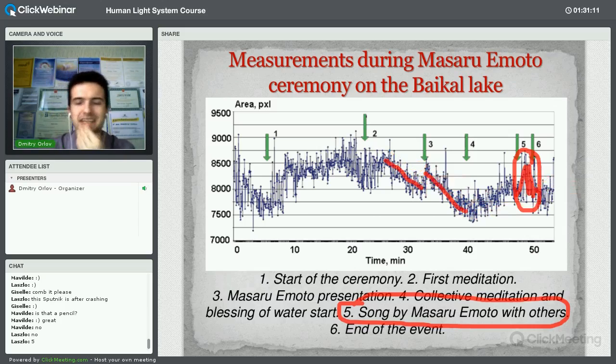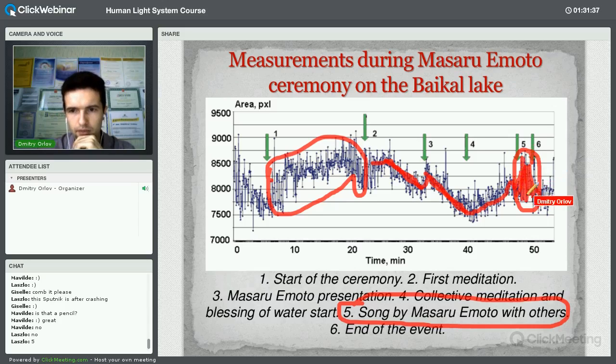That's our interpretation of these graphs: in the beginning of the ceremony, everybody was very excited about what was going to happen. Then with the meditation it stabilized. Then the Masaru Emoto presentation stabilized it. Then collective meditation and blessing of water. And then a song that gave very high deviation, and then the end of the event, and then it goes back to the baseline. So it is picking up something that is happening with the people.